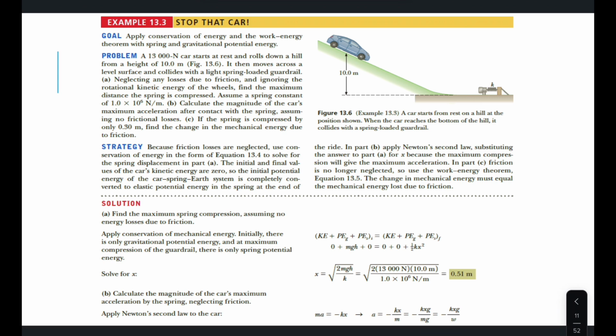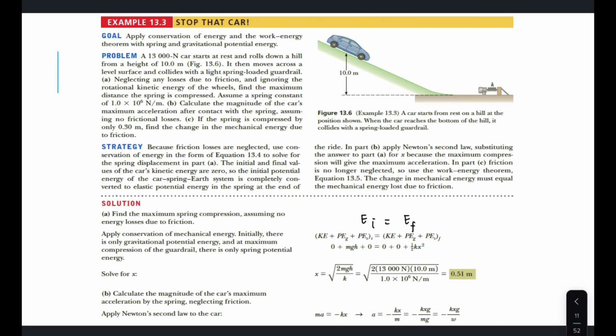Alright, so for the first part, we are neglecting any losses, so there is no friction, we consider that. We also consider no effect of rotational kinetic energy involved. And then now we need to calculate the maximum distance the spring is compressed, the amplitude. So by using conservation of energy, mechanical energy can be used because there is no friction. So we have E total initial equivalent to E total final.